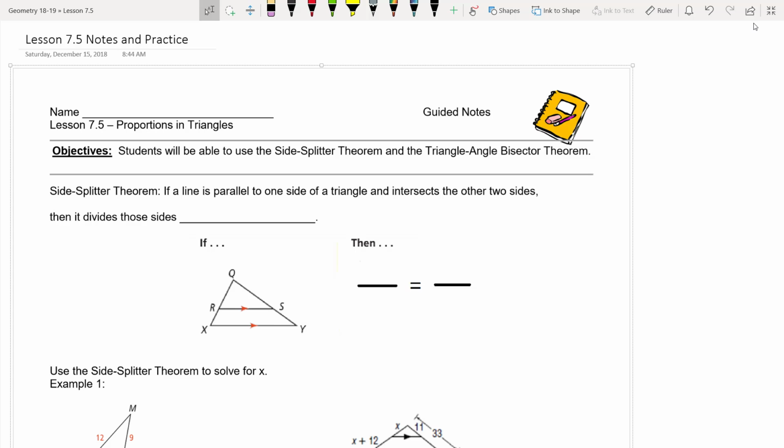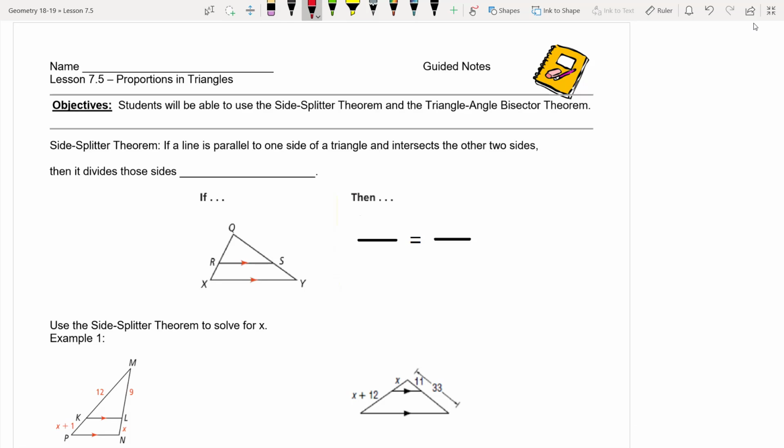So the first one we're going to look at is something called the side splitter theorem. And it says that if I have a parallel line, so if RS is parallel to XY, that gives us this setup. It divides the sides of the triangle proportionally. Or in other words, this becomes a proportion where the top two segments, QR and QS, are going to be equivalent to RX and SY.